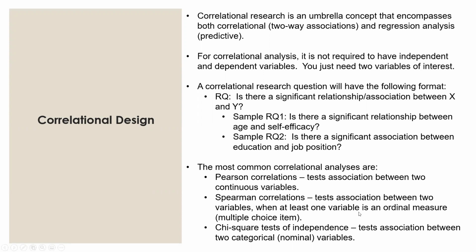Chi-square test of independence is used when you're testing the relationship between two categorical or nominal variables. So research question two is an example of that. If education is a multiple choice response, less than high school, bachelor's, associates, so forth, and you have job position, maybe manager, owner, employee, CEO, that would be an example. You have two nominal variables there. You can do a chi-square test of independence.